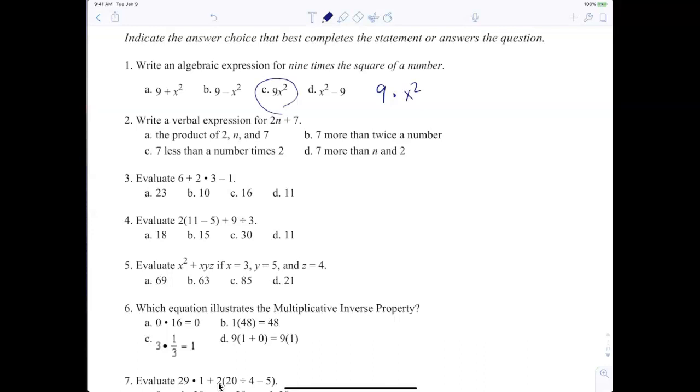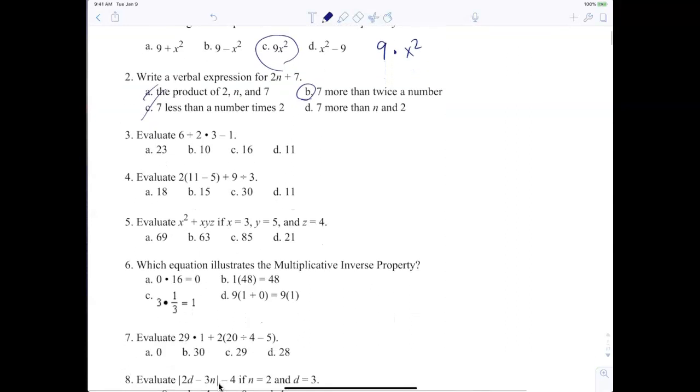A, the product of 2 times n and 7. That just means you multiply them all out, so that's not it. 7 less than is subtraction, so that's not it. 7 more than twice a number. That is it. B. Alright.